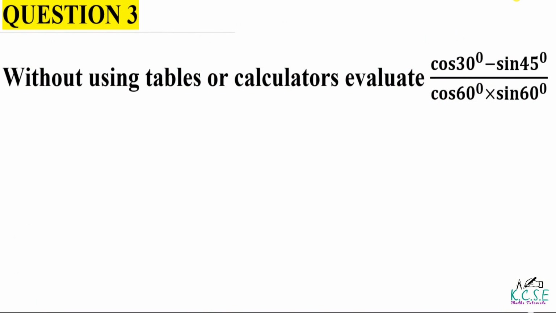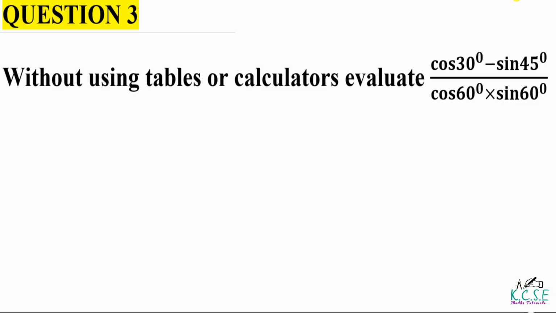Without using tables or calculators, evaluate cosine of 30 degrees, subtract sine of 45 degrees, everything divided by cosine of 60 multiplied by sine of 60 degrees. So that is question number 3. Let's begin with this question. You see what you're supposed to do, you're supposed to work it out.